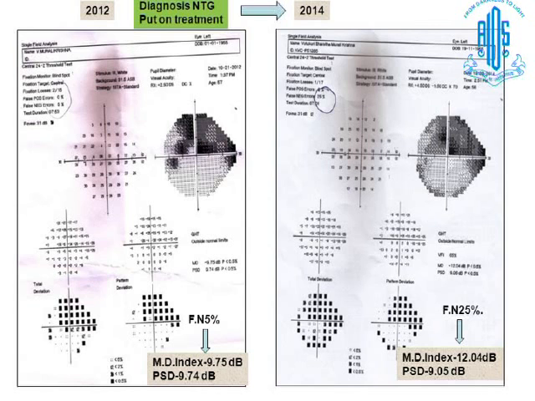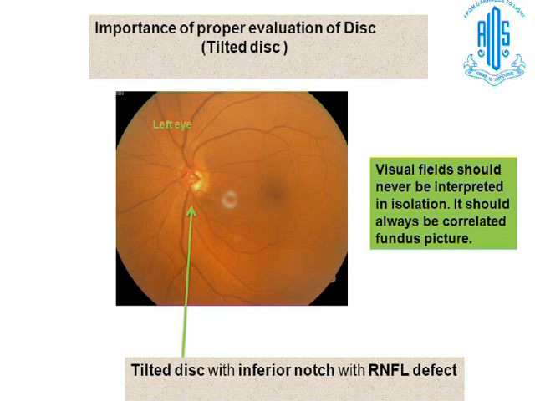So if you think carefully, it is a tilted disc. The tilted disc is producing the nerve fiber layer defect and causing the field defect. So the most important thing is the proper evaluation of the disc, and visual field should never be interpreted in isolation. It should always be correlated with the fundus picture.